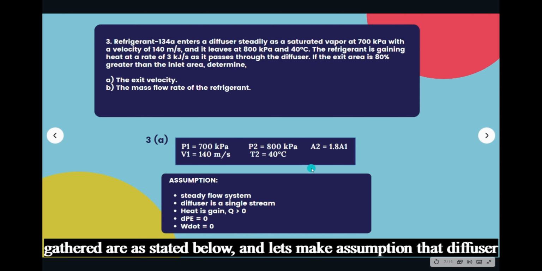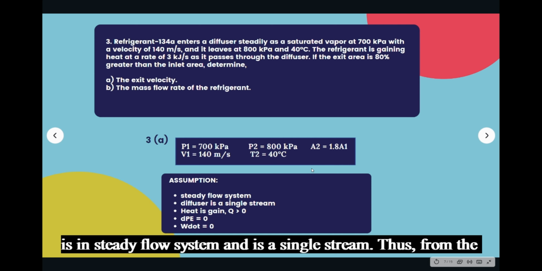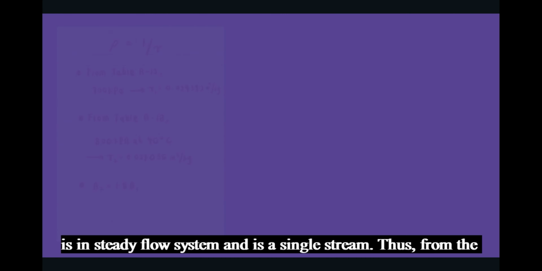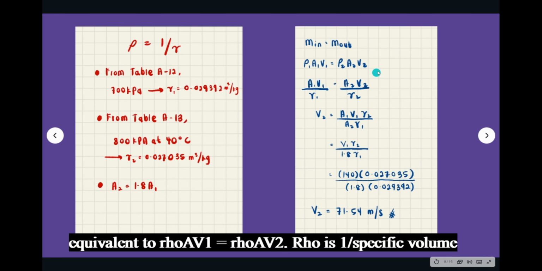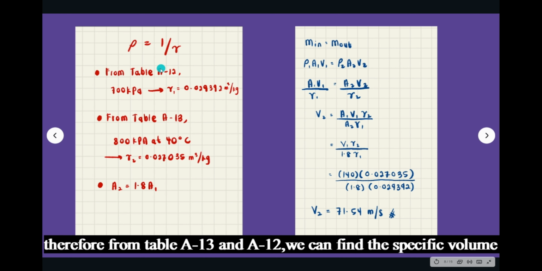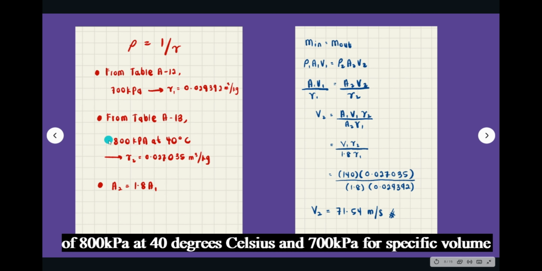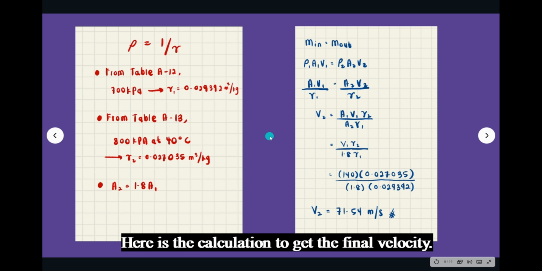From the question, the information that can be gathered is as stated below. Let's make the assumption that the diffuser is a steady flow system with a single stream. Thus, from the conservation of mass, m_in equals m_out, which is equivalent to rho A V1 equals rho A V2. Rho is 1 over specific volume. Therefore, from tables A-13 and A-12, we can find the specific volume at 800 kPa and 40 degrees Celsius and at 700 kPa. Here is the calculation to get the final velocity.